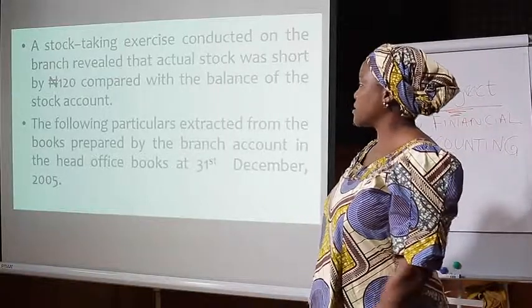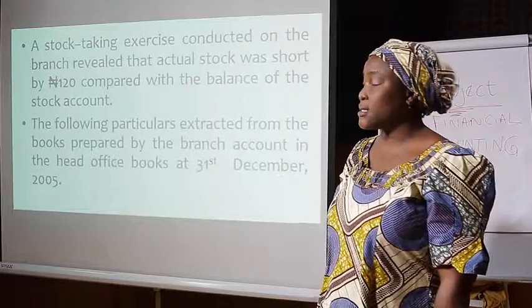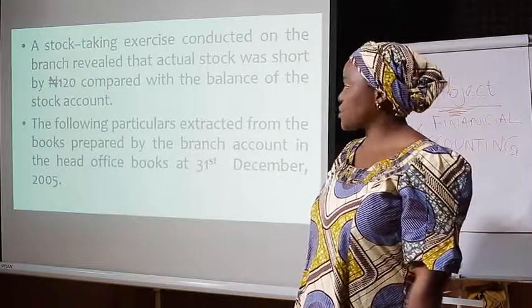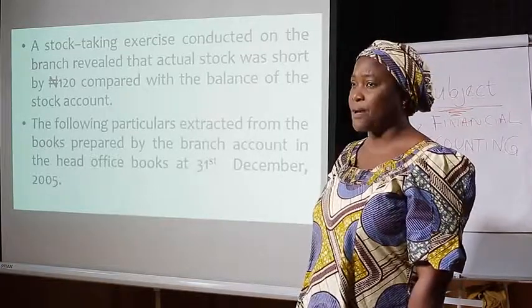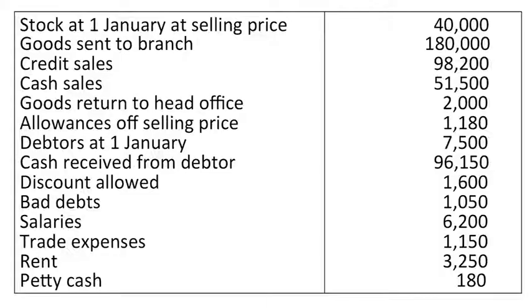The following particulars extracted from the books prepared by the branch account in the head office books at 31st December 2005 are as follows. Stock at 1st January at the selling price is 40,000. Goods sent to branch is 180,000. Credit sales 98,200. Cash sales 51,500. Goods returned to head office 2,000 naira. Allowances off selling price 1,180.